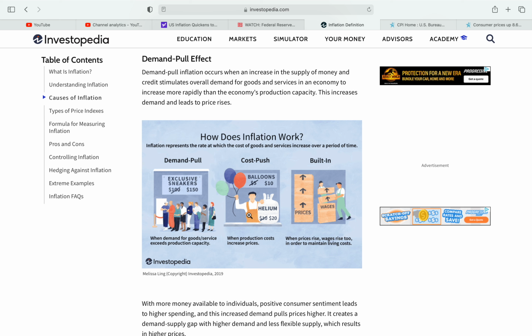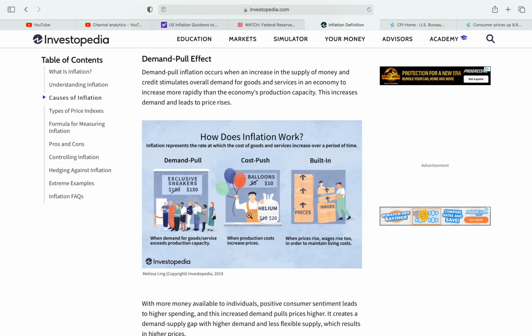Also, there's cost-push inflation, when production costs increase prices. What that means is that companies will use raw materials and labor to produce products that they sell to consumers in the open market. So if, for example, the cost of raw materials goes up to produce those products, or if there's not enough labor to go around, then they have to raise their prices or their salaries to entice employees to work for them. That can all increase the manufacturing cost of producing that product.